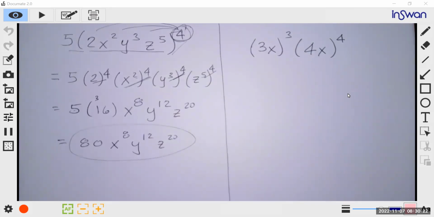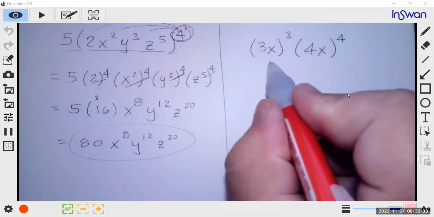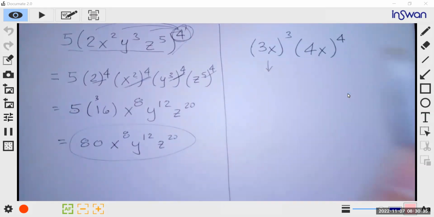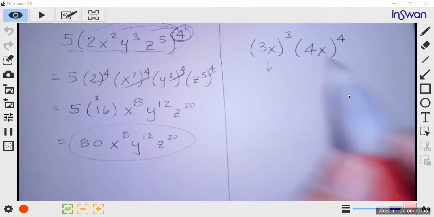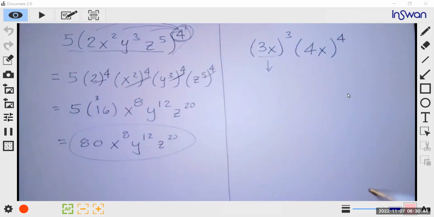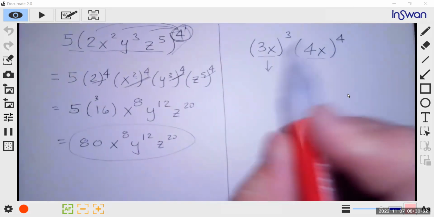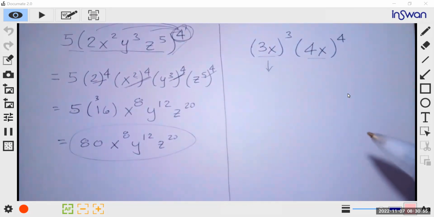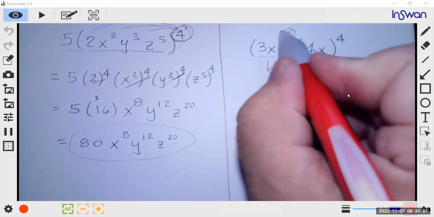If the first parenthesis is 3x to the third power and the second is 4x to the fourth power, multiplied together, what does that give us? What happens to the first parenthesis? I always ask you the same questions. You have parentheses. Can we do anything inside the first parenthesis? Can we do anything inside the second parenthesis? Since we can't do anything inside the parentheses, we have to get rid of them. So how do we get rid of this first set of parentheses? Distribute the exponent. Very good.